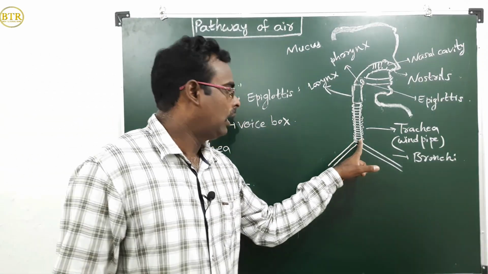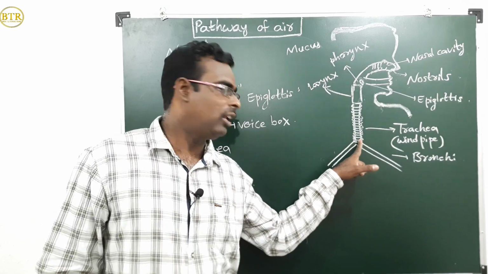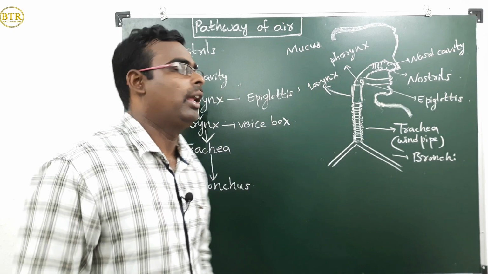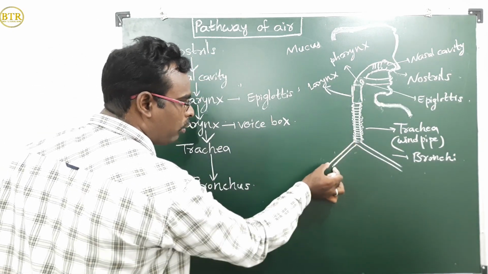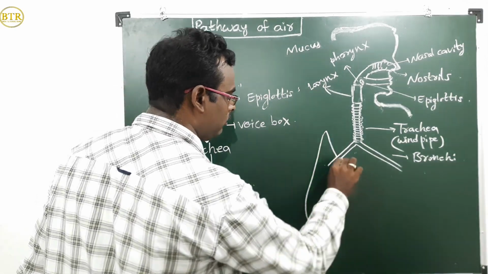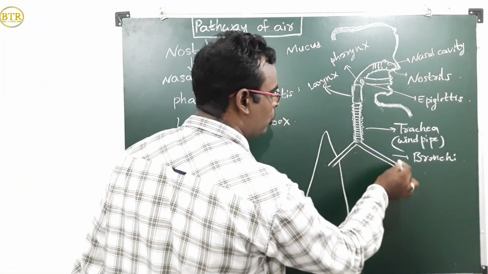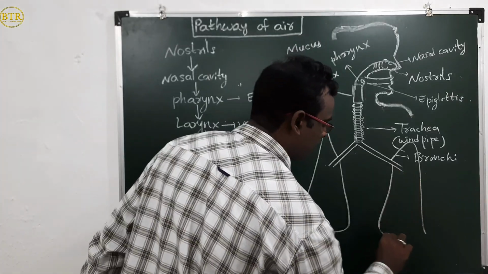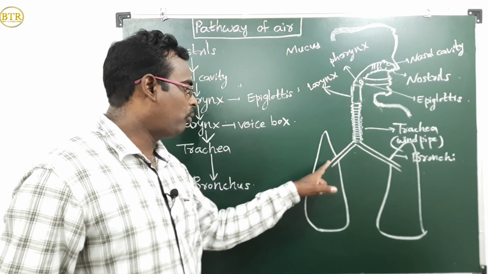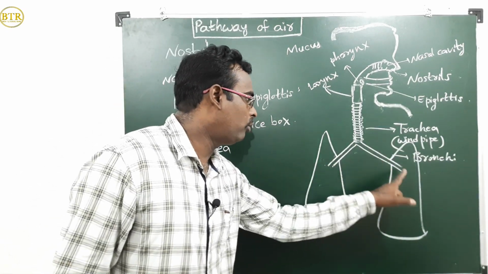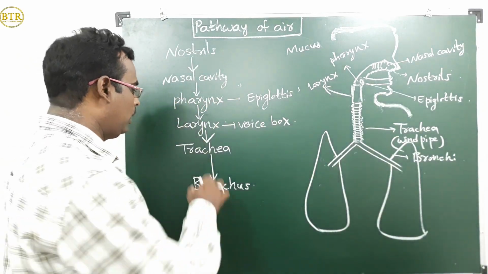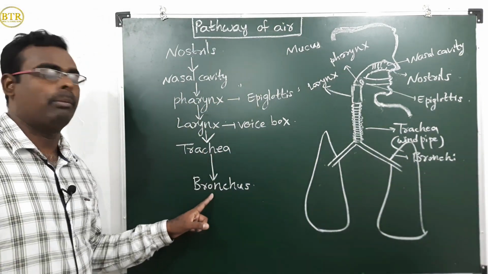So the lower end of the trachea divides into two branches. These two branches are called bronchi. Next, each bronchus enters into a lung. See, it opens into the lung. This is the lung. This bronchus also opens into the other lung. So of the two bronchi, this bronchus opens into one lung and this bronchus opens into the other lung. So we have two lungs. So here the trachea opens into the bronchus.